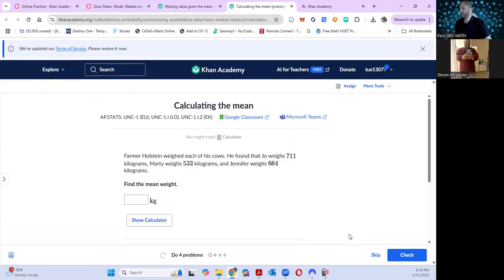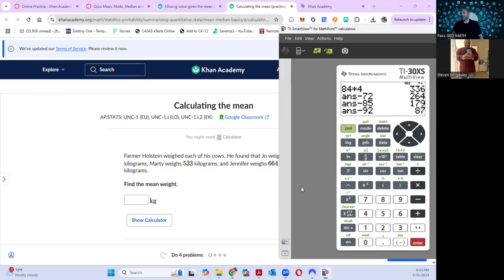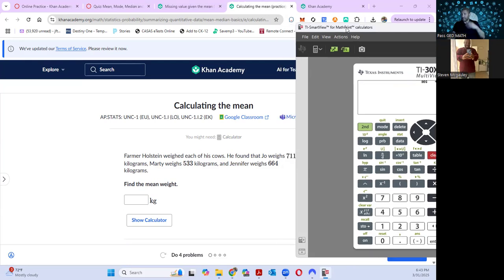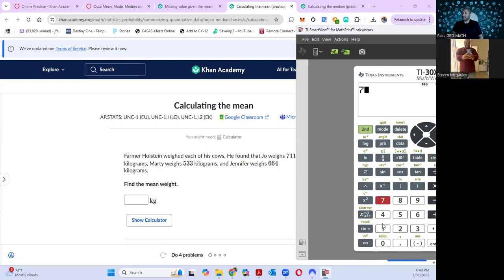All right. Let's look at it. Farmer Holston weighed each of his cows. He found that Joe weighs 711 kilograms. Marty weighs 533 kilograms. And Jennifer weighs 664. What am I doing to all those numbers? Adding. Add them up. So I get 711 plus 533 plus 664. What total did you get?